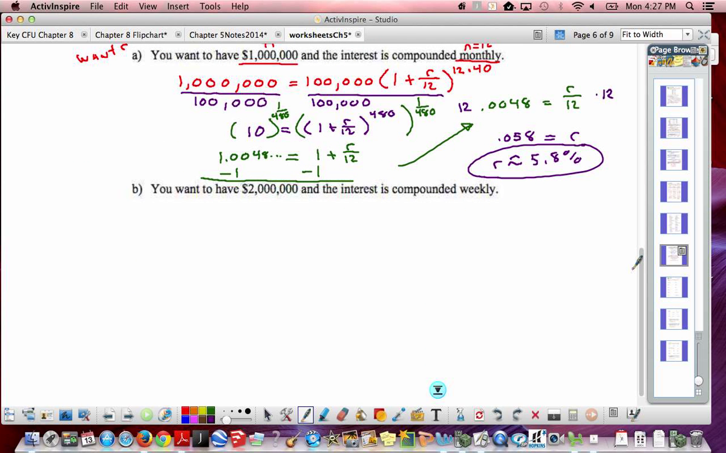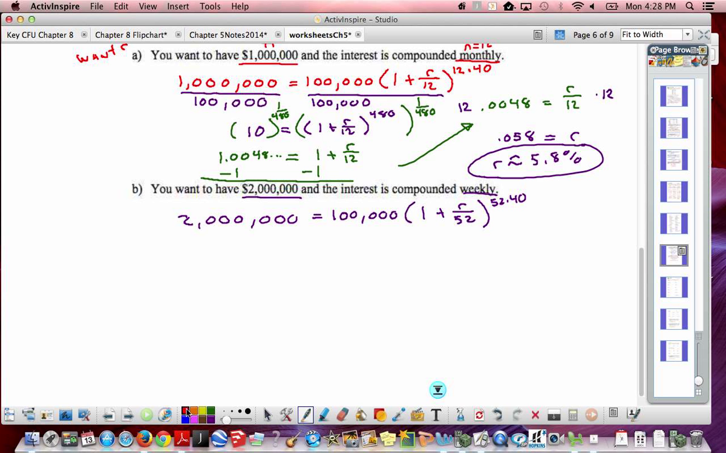All right. On the last one, two things have changed. Now it's 2 million, and now it's weekly. So I'm going to change this to 2 million. Same setup though, just a few different numbers. 100,000. 1 plus r. Weekly is 52 weeks in a year. So I'm going 52 times 40.